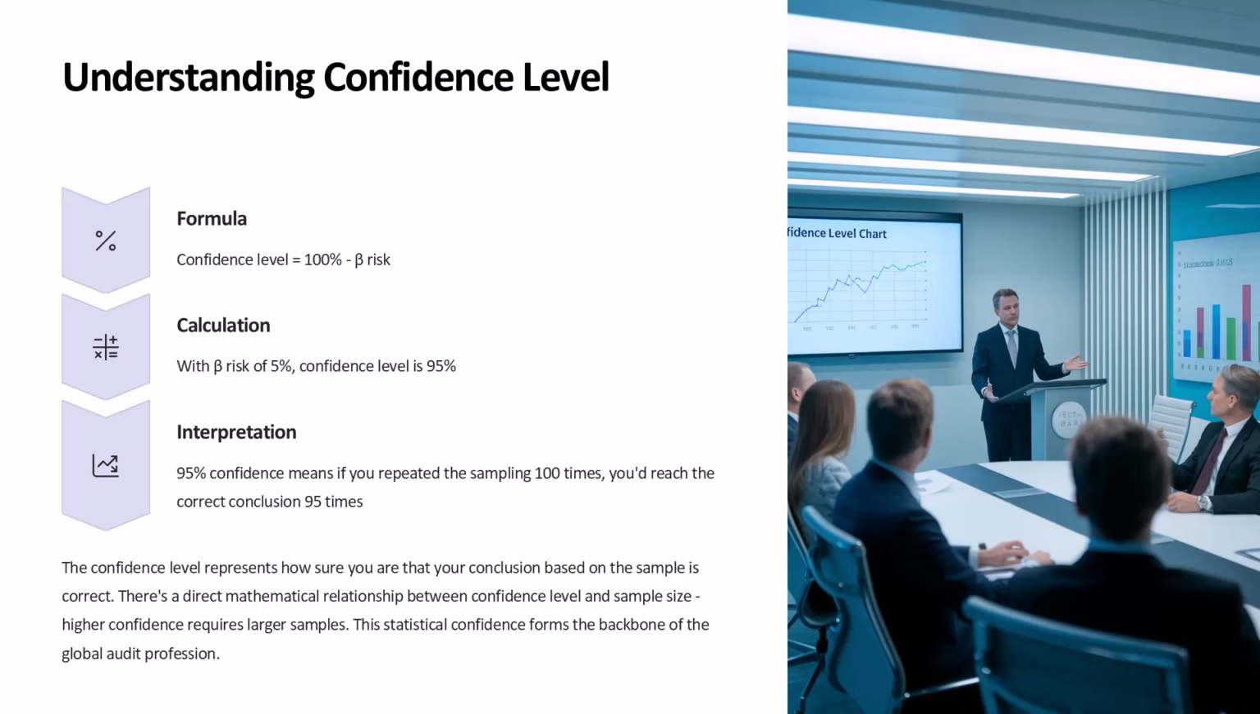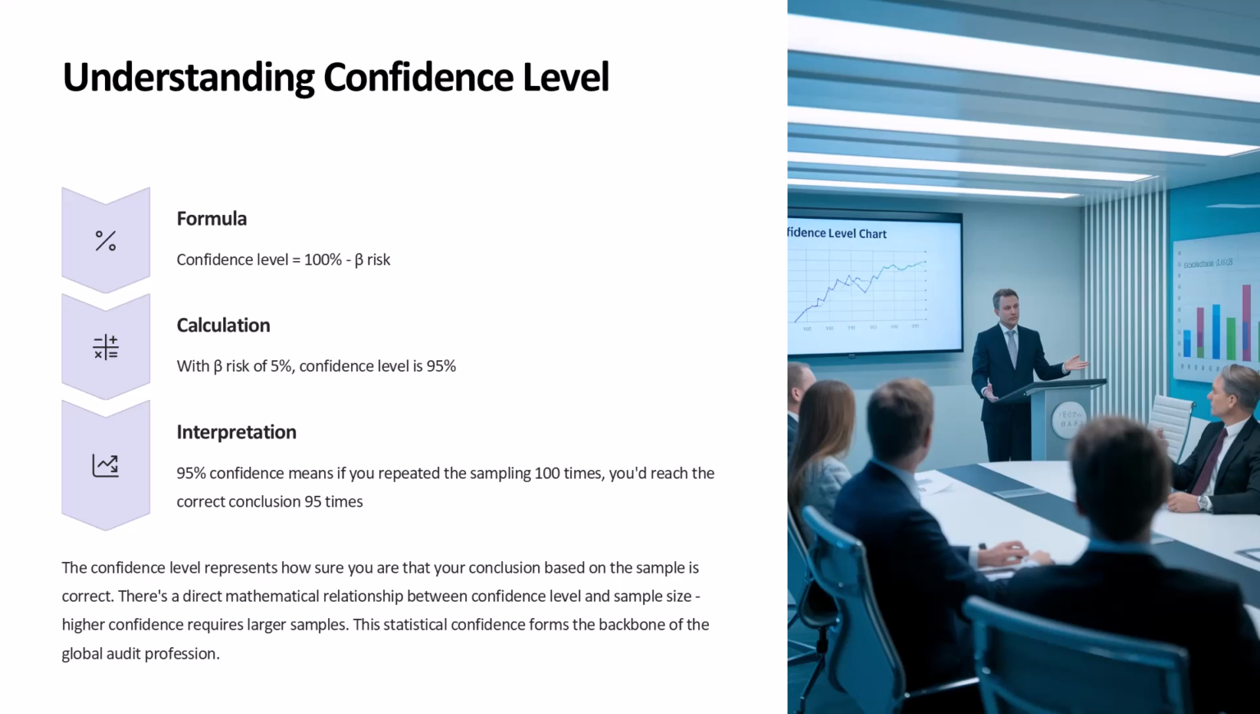Confidence level. Now listen up, because this is money math. Your confidence level is simply 100% minus your beta risk. So with a beta risk of 5%, your confidence level is 95%. That's the number you'll brag about in your audit report.